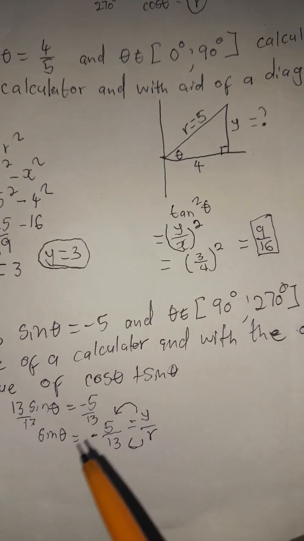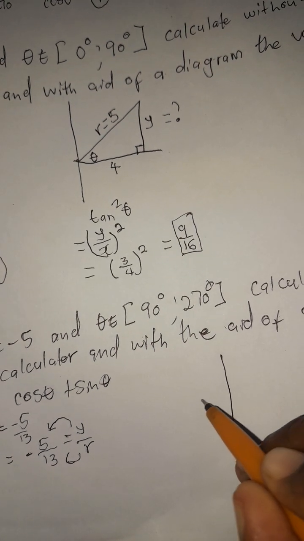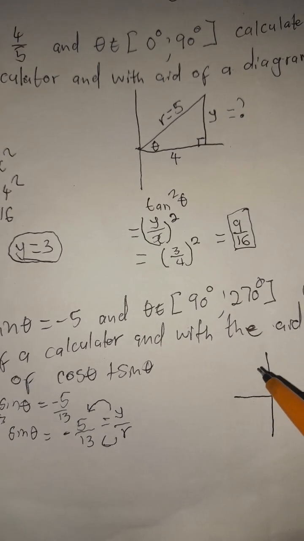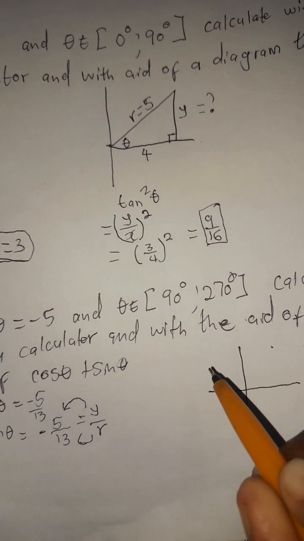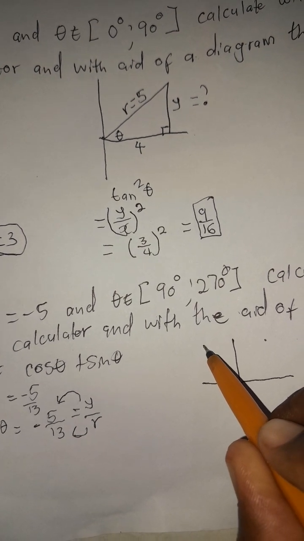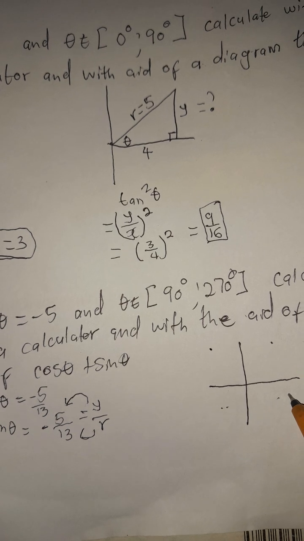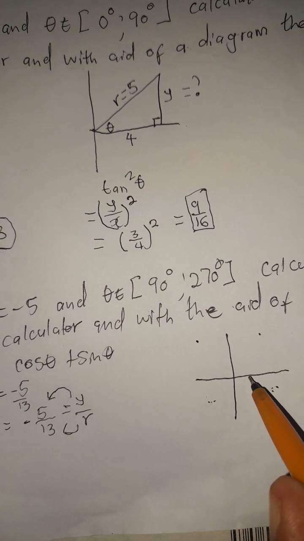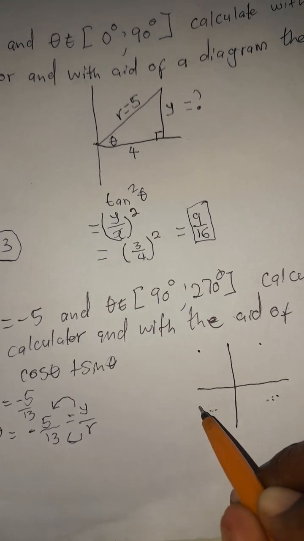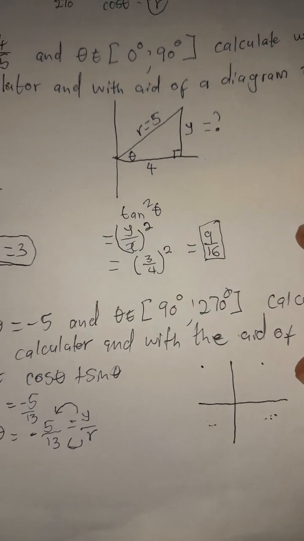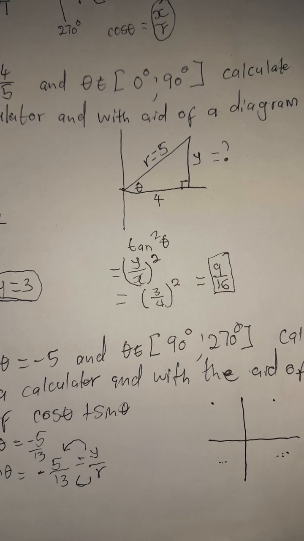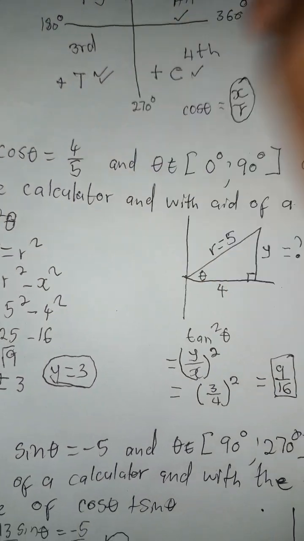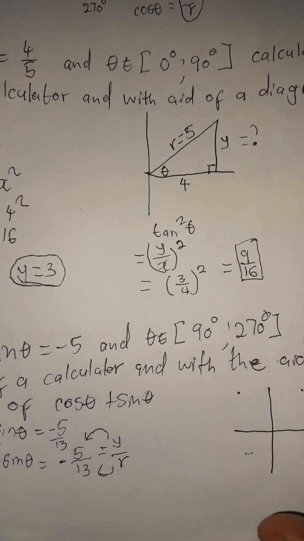So you ask yourself this question: where is sine negative? Let's go to our Cartesian plane. Sine is positive here. It's also positive in the second quadrant, but it's negative on these two sides. Can we have a negative 5 here? No. But the negative 5 can be here, meaning the best quadrant for our diagram will be the third. So we're going to put 2 ticks, and in the third quadrant we will place our diagram.